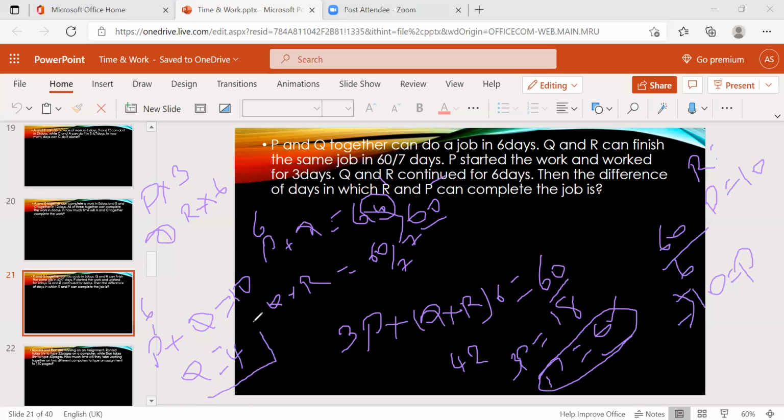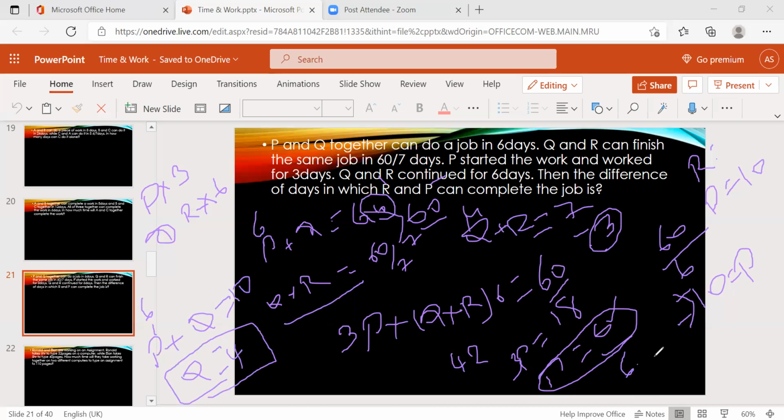Is it clear? Now, here Q plus R efficiency is 7. In this, Q is 4 and R is nothing but 3. Clear? Now we know R's efficiency is 3, then 60 by 3 is nothing but 20 days. So R's days we can also find, 20. So what's the difference? 10 days is the difference.